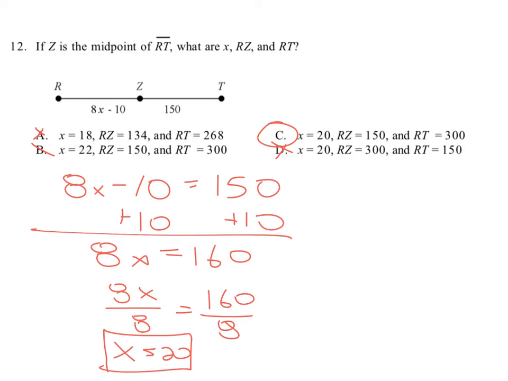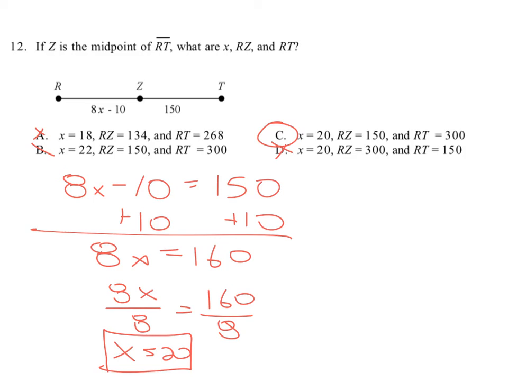x equals 20. And again, of the remaining answers, since RZ is equal to ZT, the measure of RZ is congruent to or equal to the measure of ZT, then if this is 150, then this must be 150 as well. And so we are at C.